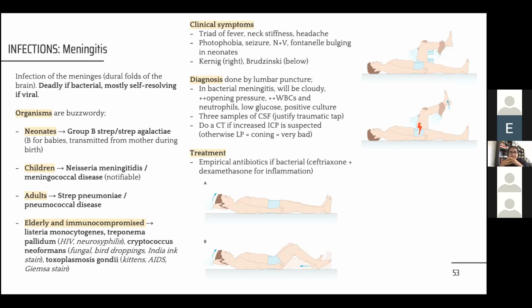So the diagnosis is done by a lumbar puncture. If your meningitis is bacterial, the lumbar puncture will be cloudy. The opening pressure will be really, really high because the CSF just has a lot of stuff in it. And there's low glucose because the bacteria is just eating up all the glucose. And the treatment is just antibiotics if it's bacterial.